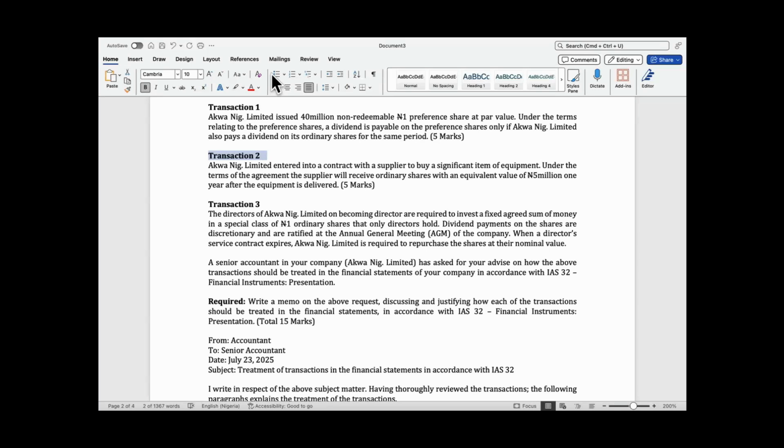The only reason this one is a liability here is the fact that we don't know the number of shares. In fact, the number of shares is variable because it's dependent on the value, an equivalent value of 5 million. So how many shares are we giving out? We don't know. It depends on the share price, which varies. That reason makes it a financial liability.